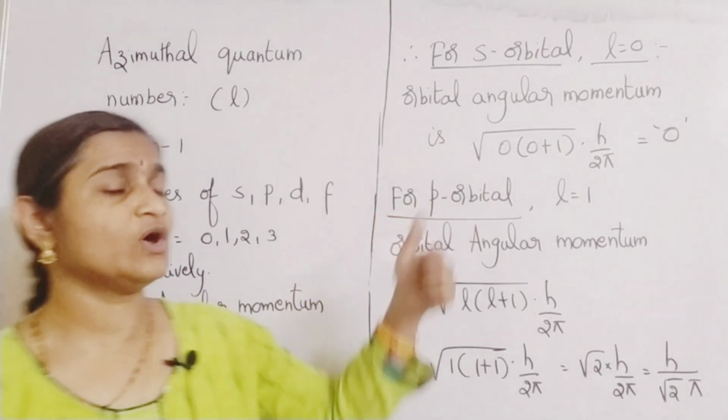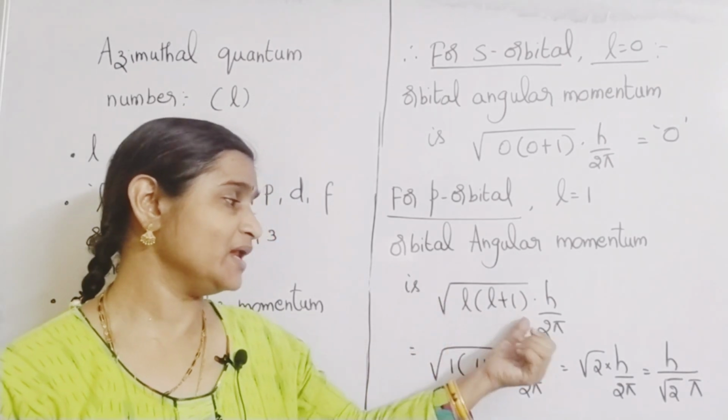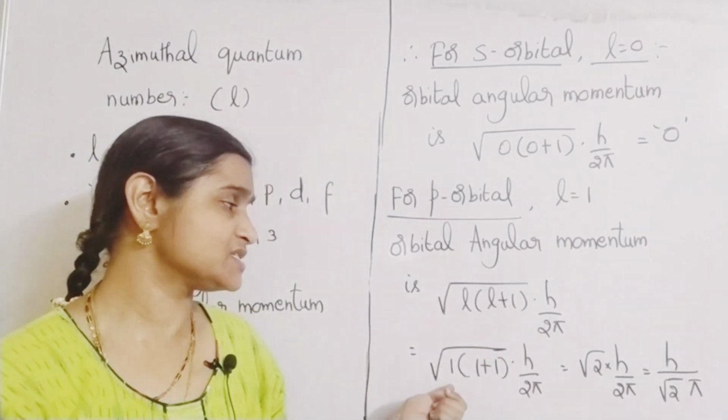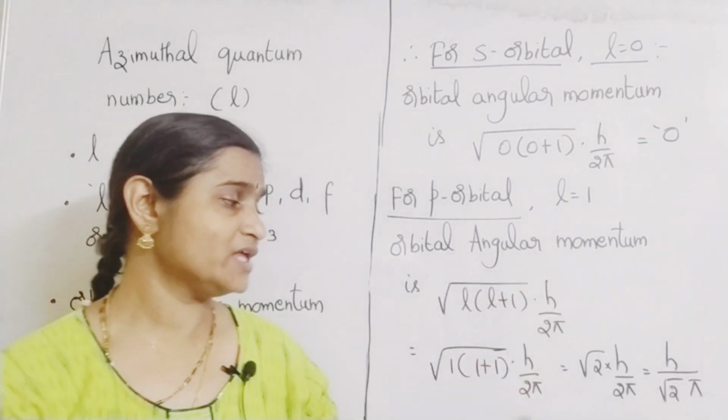Same like that, for p orbital you calculate, keeping L value equal to 1. Root L into L plus 1, right? So if we keep 1 in place of L, 1 into 1 plus 1 means root 2. Root 2 into h by 2 pi.